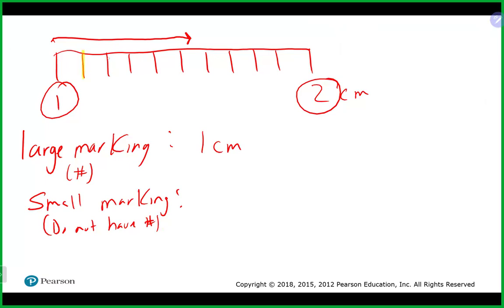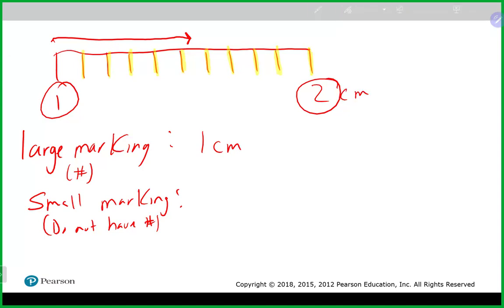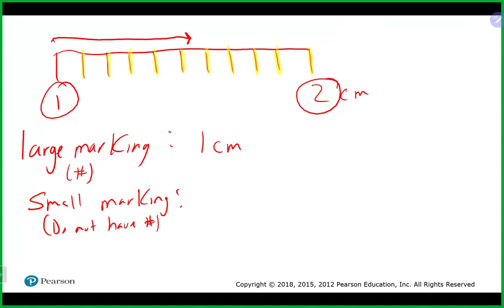That is 1, that is 2, that is 3, that is 4, that is 5, that is 6, that is 7, that is 8, that is 9, and we stop counting at the next large marking. So you always want to start counting after the last large marking and go all the way to the next large marking and stop counting. I lost track there, but I feel like it was 10. Does that sound about right to you? So there are 10 markings in between the large marking.